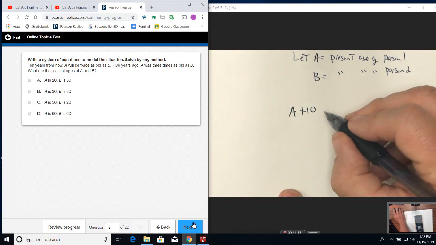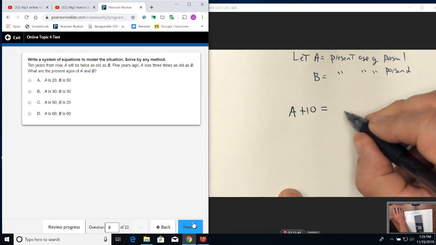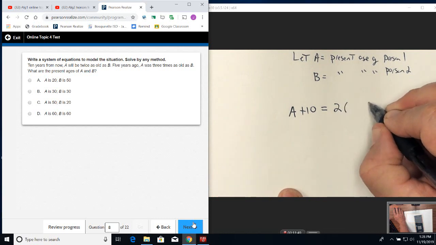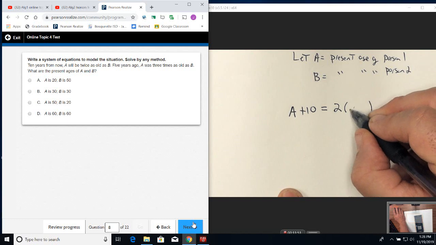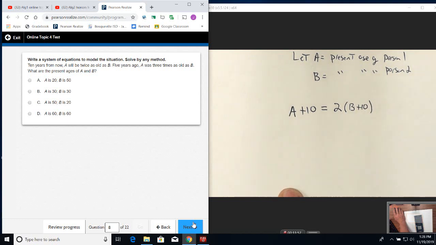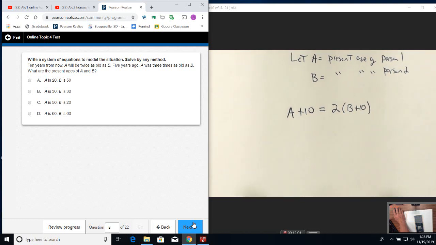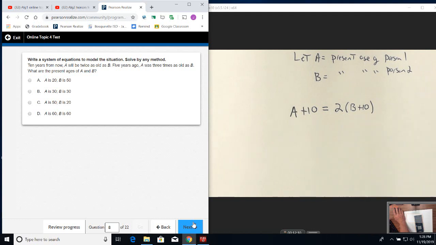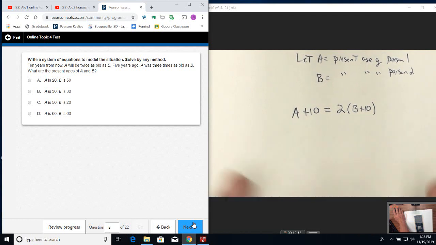So 10 years from now, A is going to equal twice the age of person B. So is that just a B here? No, because you're going to age too. 10 years from now you're going to be 10 years older, so it's going to be B plus 10, because 10 years from now you're not going to be the same age as you are now, right? In 10 years, my age is going to be double your age. Make sense? Okay, so that's the first equation.